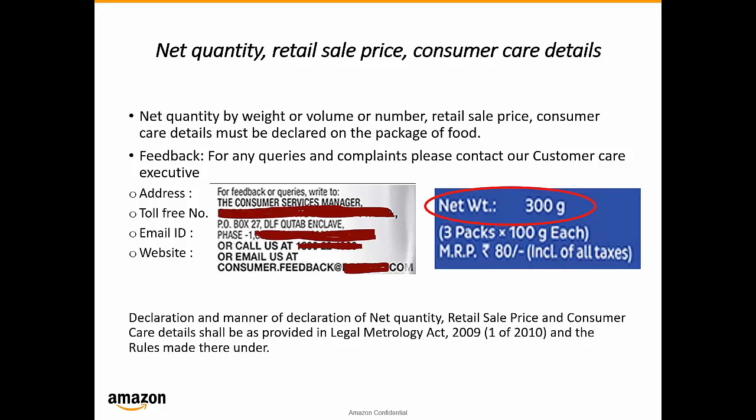Like for example, if there's a product, if it is 1 kg, 500 gram, whatsoever it is, it should be clearly mentioned on the product, this is the net weight of the product. Now, if you ask what the guidelines for net weight should be, you can refer to the Legal Metrology Act 2009, and the 2010 rules. So under that rule, it is pretty much well described.